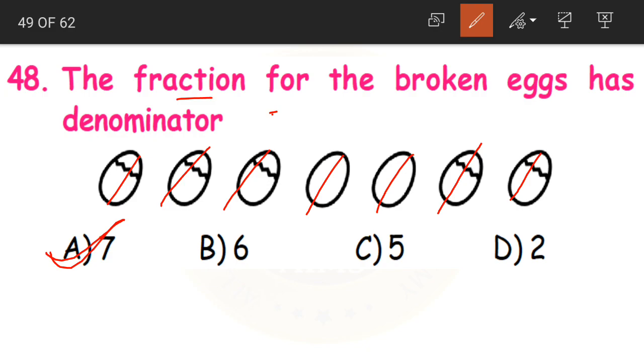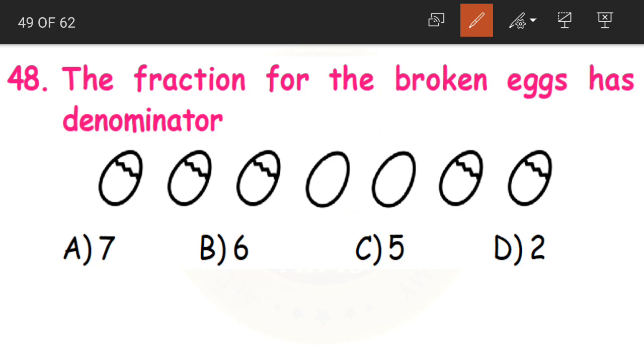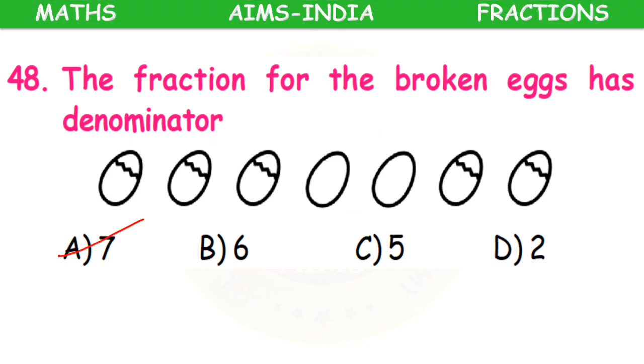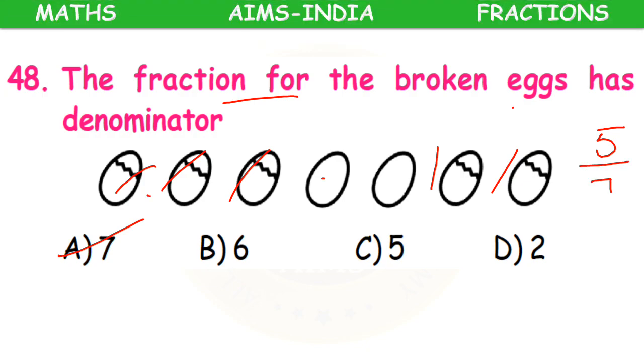Okay. Now they are asking us the fraction for broken x. Now be it broken x or unbroken x, the denominator will be same. Yes, it will always be 7. That is nothing but the total number of x we have. Option A, 7 becomes our correct answer. If you go for the fraction for the broken x, it would be 1, 2, 3, 4, 5. 5 broken x divided by 7. That is the total number of x.